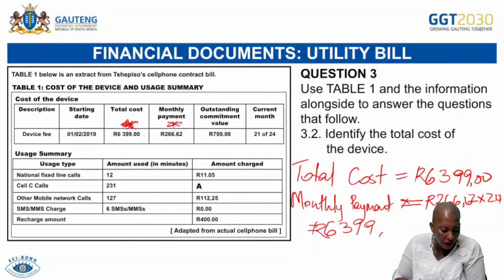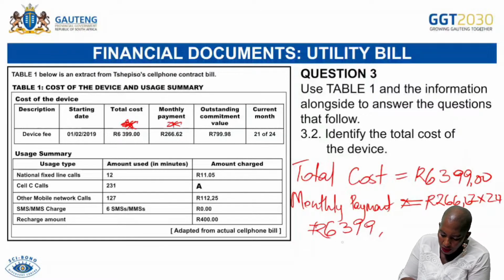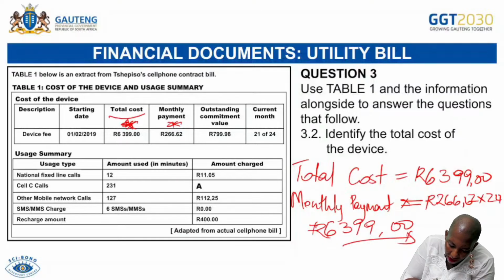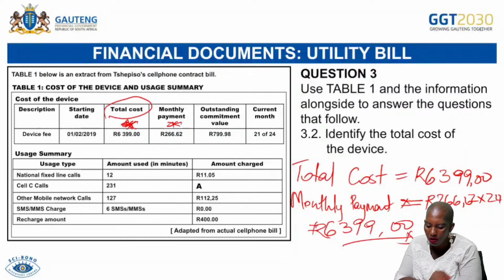Remember, they have rounded off these amounts here. So now it will be 6,399 rand, the total. So it's easier because we are given what is called the total cost. You just take the answer from there. Now let's quickly move to the next one.